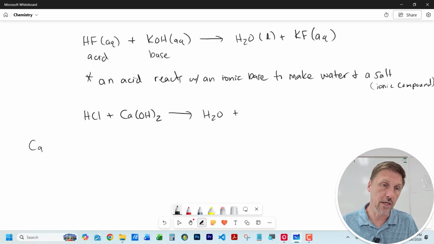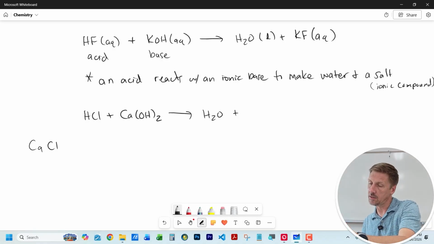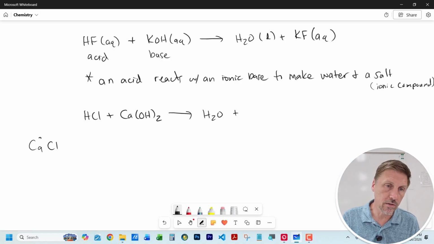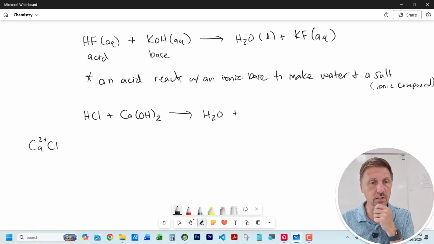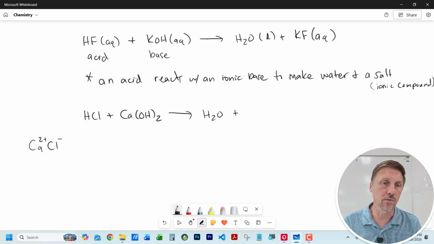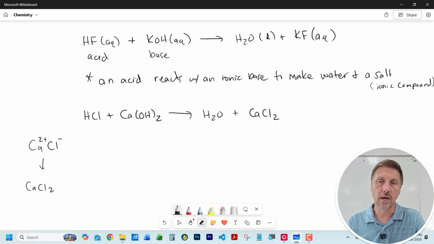So Ca, Cl. Looking at the periodic table, Ca is in column 2A and Cl is in column 7A. So Ca is going to have a 2+ charge. It wants to donate both of its valence electrons. Cl wants to gain a single electron to be ideal, so it's Cl negative. You swap and drop with that and you get CaCl2. So that's going to be the salt that's formed by this reaction here.